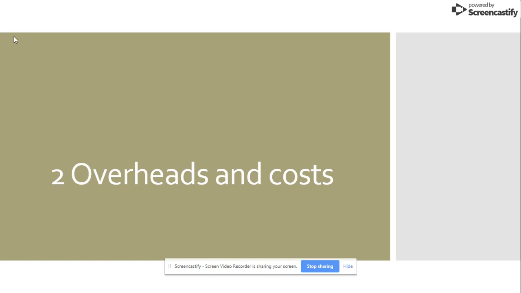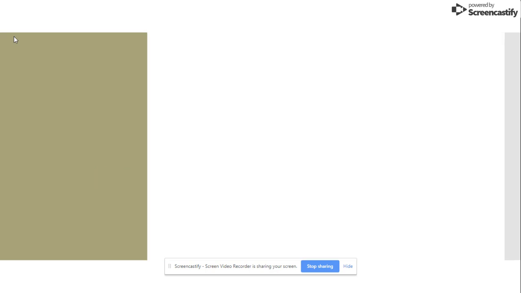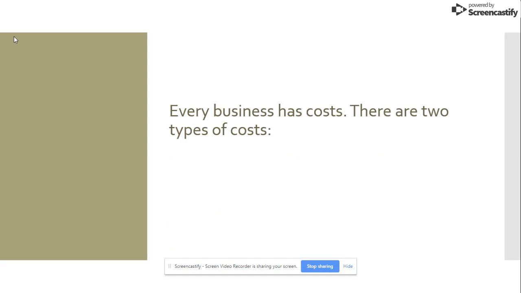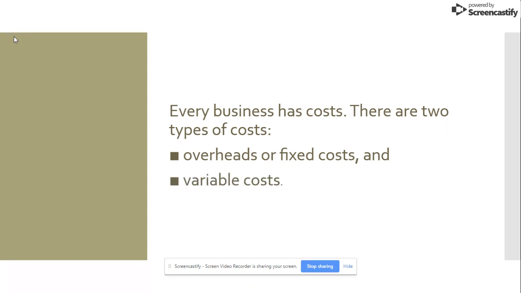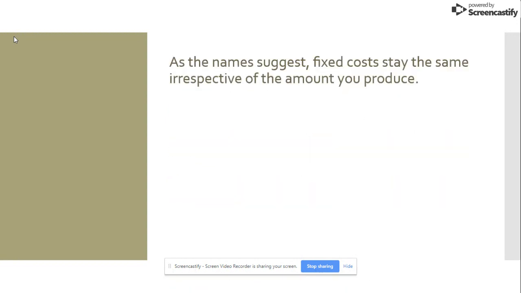Right, so now we're looking at overheads and costs. Every business has got costs, and there are two types of costs: overhead or fixed costs, and then you get variable costs. So let's look at what those are. As the name suggests, fixed costs stay the same, irrespective of the amount you produce.